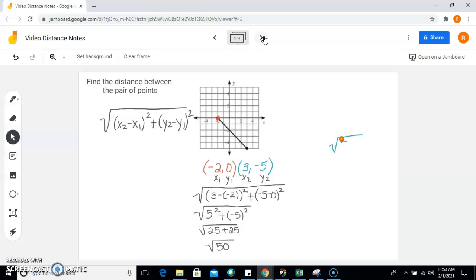We're going to simplify our radical again. So I know this is 2 times 25. My 2 is prime. And then 25 would be 5 times 5. When I put them back underneath, with a pair of 5s, I'd get rid of 1, bring the other out. So then 5 square root of 2 would be my final answer.